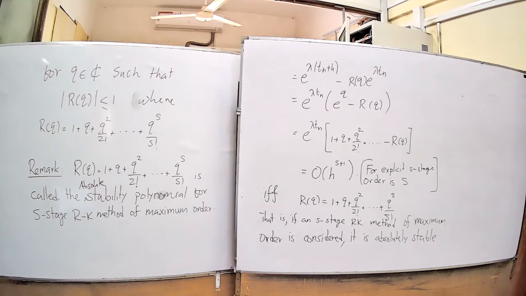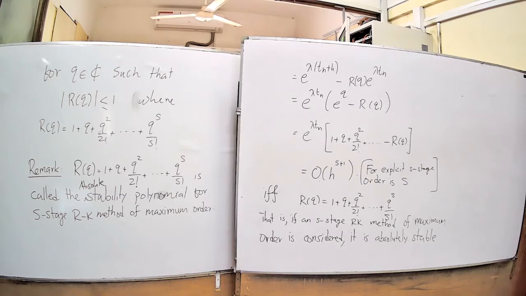But here, because it is an s-stage case and the maximum order can be s, if we consider an s-stage Runge-Kutta method with maximum order, then your polynomial R(q) is always going to be of this form: the summation of q to the power i over i factorial, with i running from 0 to s. That's understandable for you.